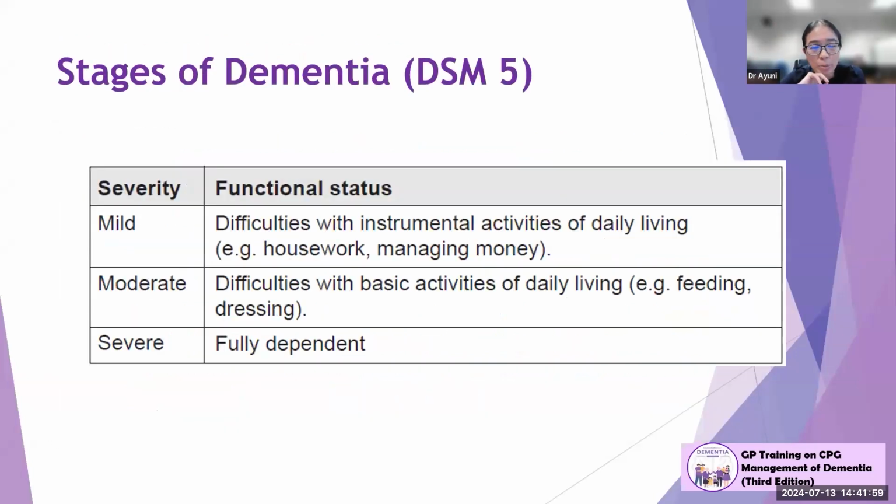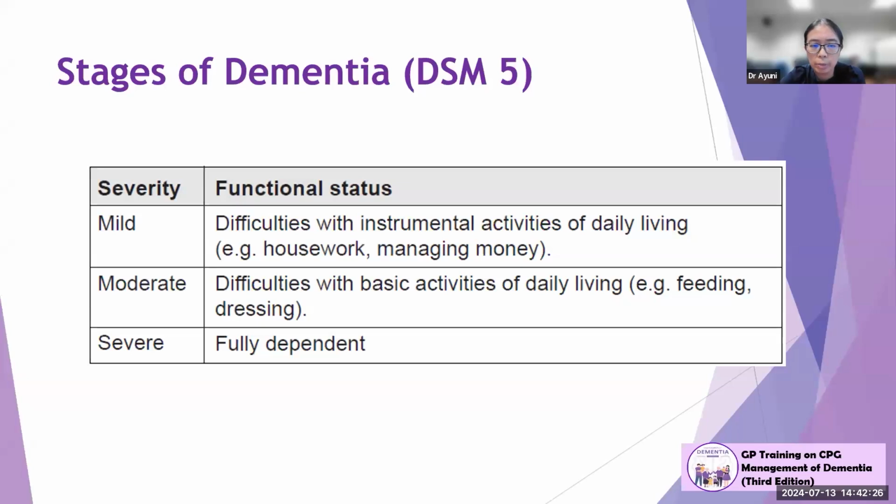So, the staging of dementia. In the previous CPG, it stated that you stage according to the MMSE score, but now we know that the MMSE score has some bias, educational bias, and is not so reliable. So in this CPG, we recommend you stage according to the functional status of the patients, according to the DSM-5. This is much easier. From the history itself, you can know whether the patient is at mild, moderate, or severe stage.